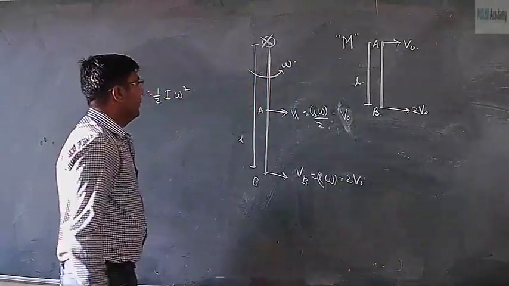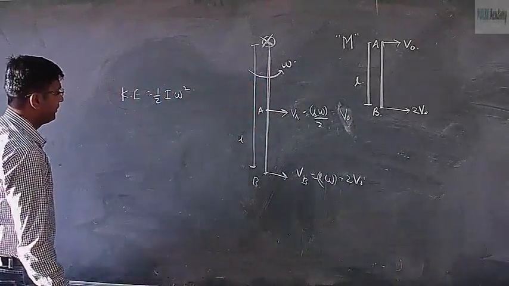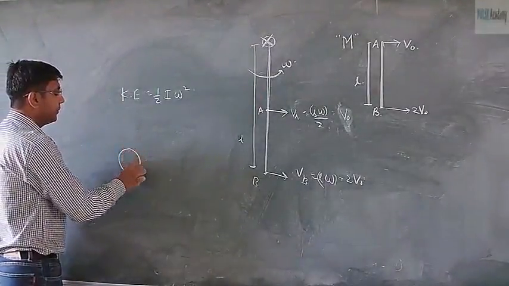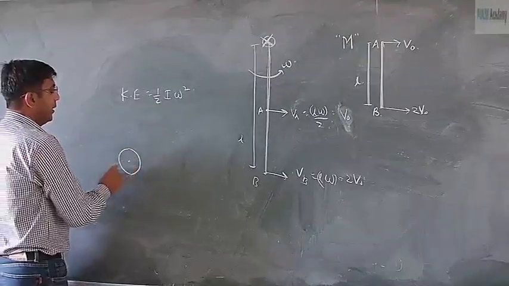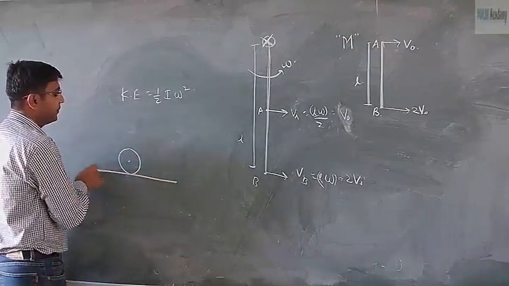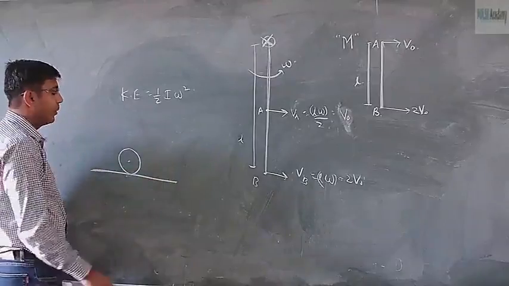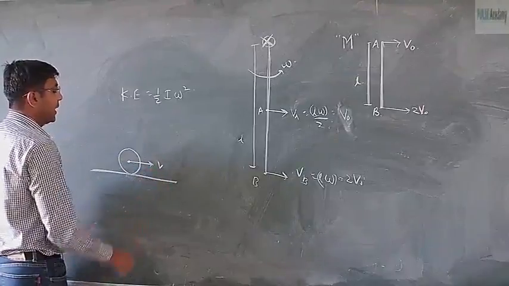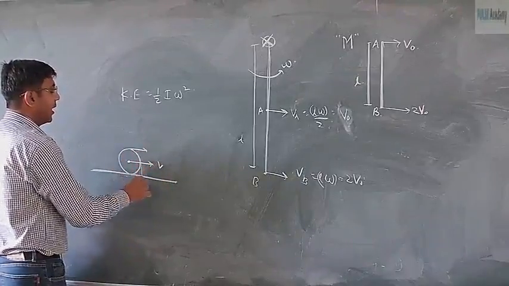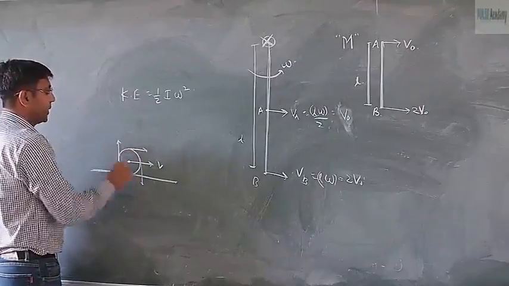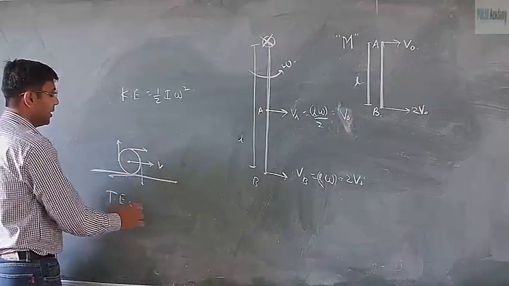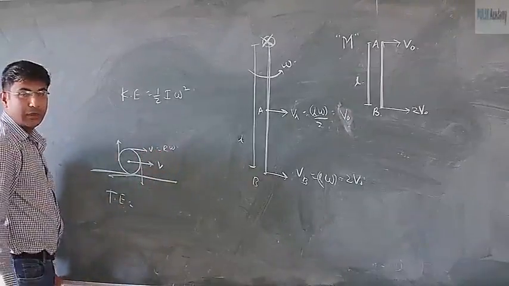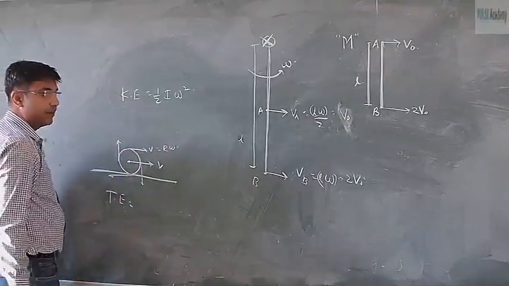It is same. Now let us suppose this is a sphere. It is performing pure rolling motion. Okay? It is performing pure rolling motion. So this particle is having velocity v, and these particles have different velocities. So what is the total kinetic energy of this sphere? So this velocity is equal to r into omega.